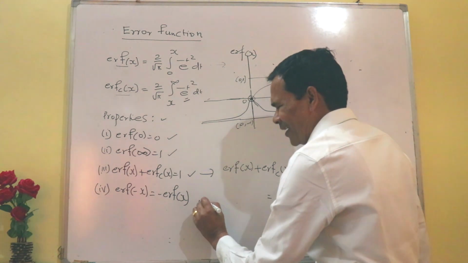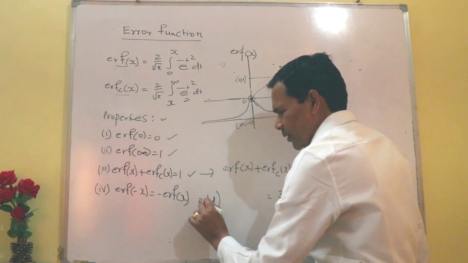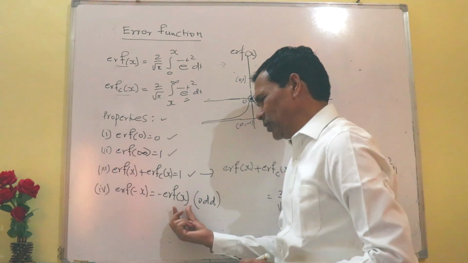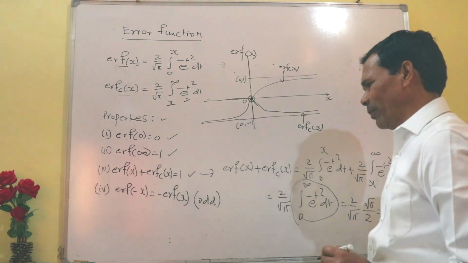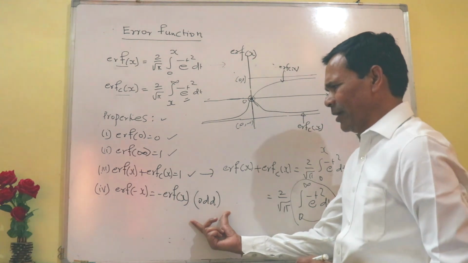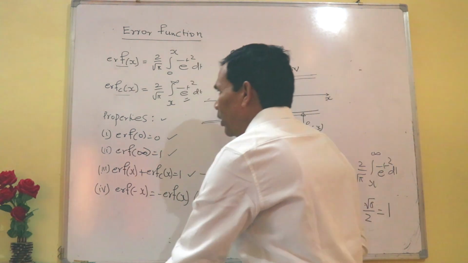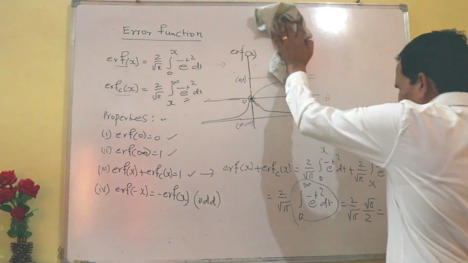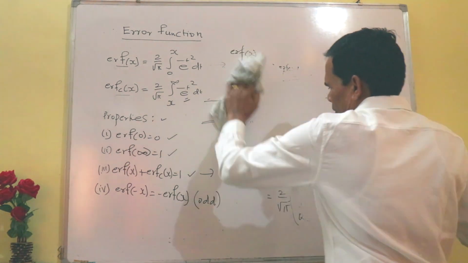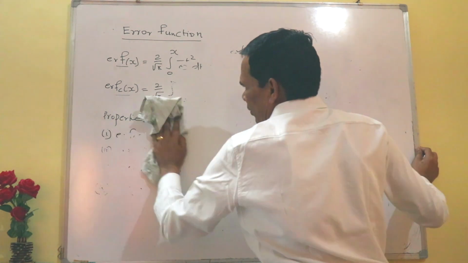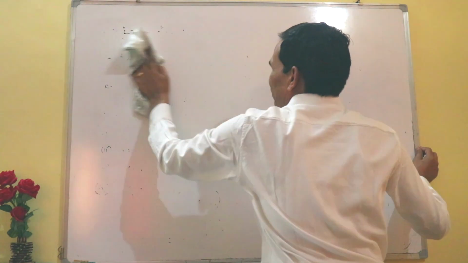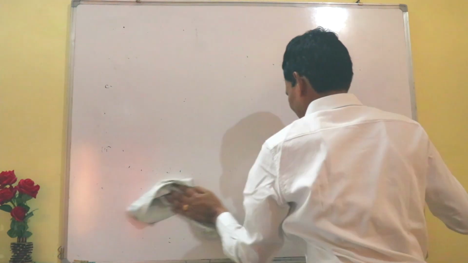Similarly, the error function is an odd function. That is, error function of minus x is equal to minus error function of x. So the error function is an odd function, and this can also be proved. So these are some properties of the error function. Now we shall see some applications, some illustrated examples on the error function.